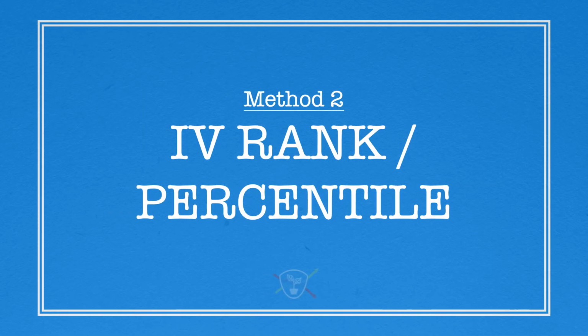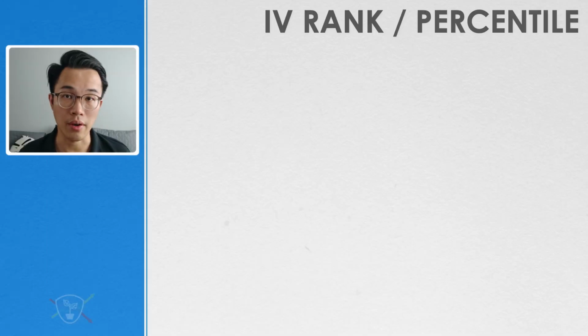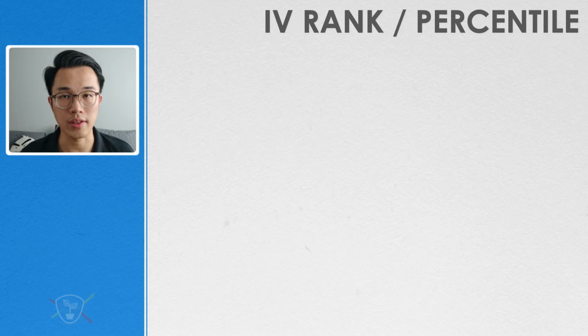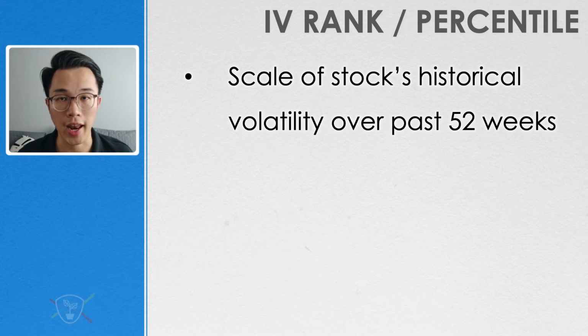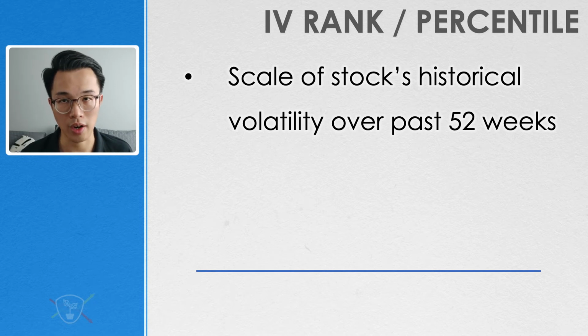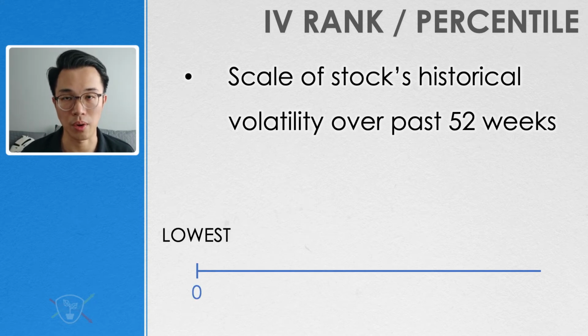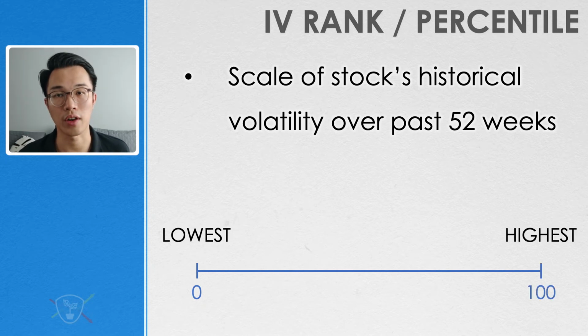The second way we can identify options with high volatility is using a metric known as the IV percentile, or sometimes also known as the IV rank. So this is how it works. It takes the volatility of the stock over the last 52 weeks and plots it on a scale. The lowest volatility over the last 52 weeks is given a score of 0, and the highest volatility over the last 52 weeks is given a score of 100.